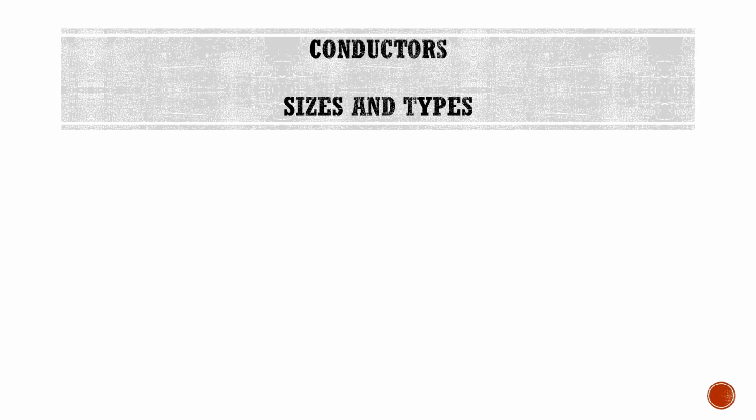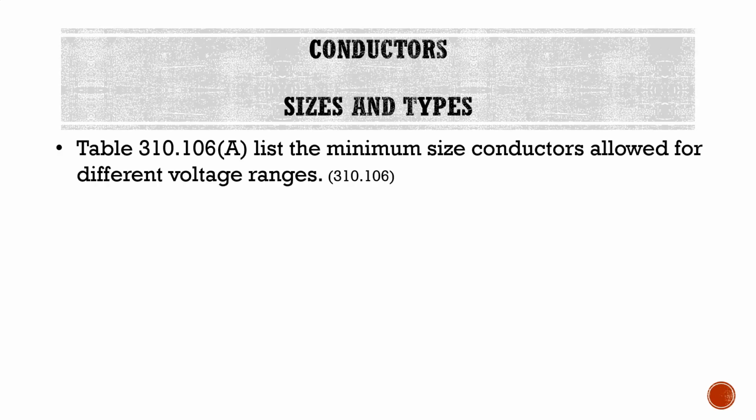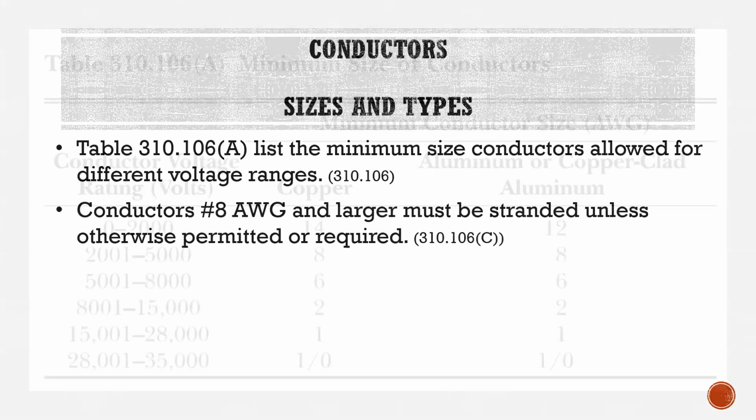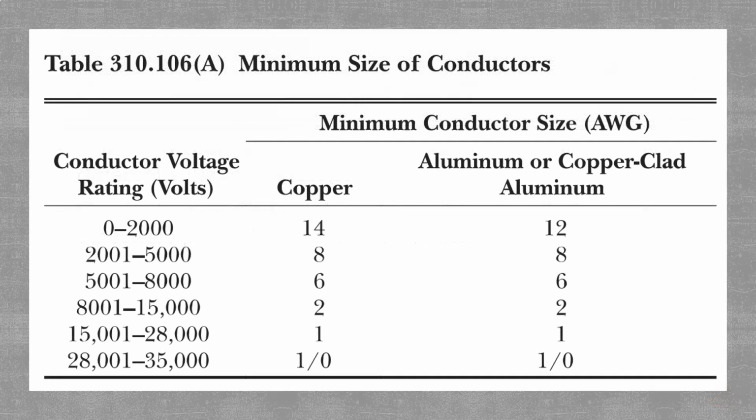Sticking with conductors, we have our sizes and our different types. Table 310.106(A) lists the minimum size conductors allowed for different voltage ranges. Conductors number 8 AWG and larger must be stranded unless otherwise permitted or required. So once again, this is just some general information about conductors, nothing specific. We'll take a look at this table to give a better idea of what I mean. So Table 310.106(A), minimum size conductors. Once again, this is just a very general table.